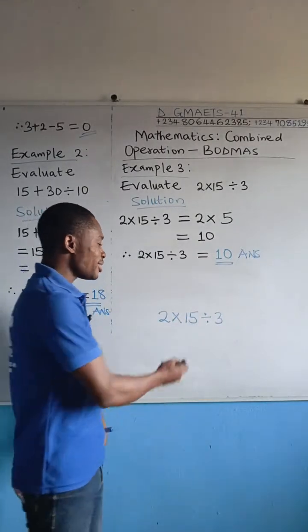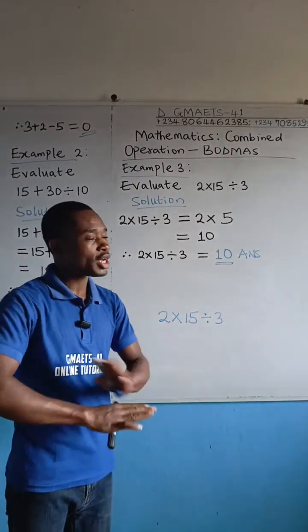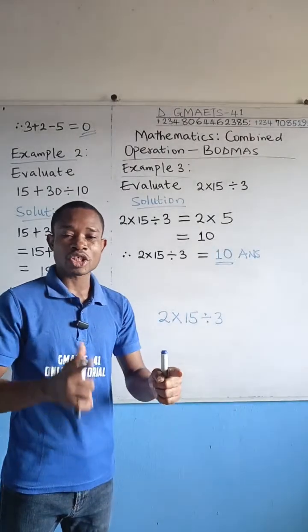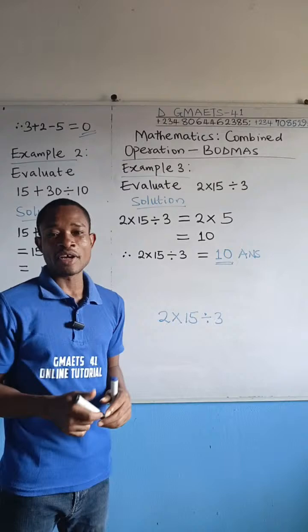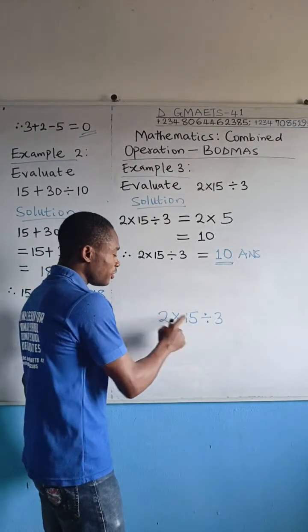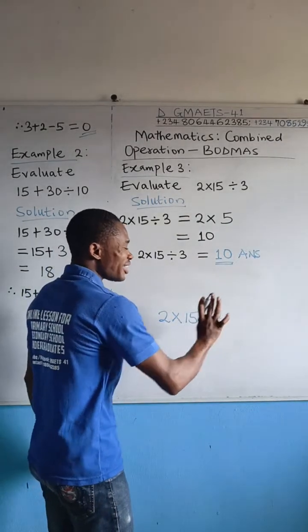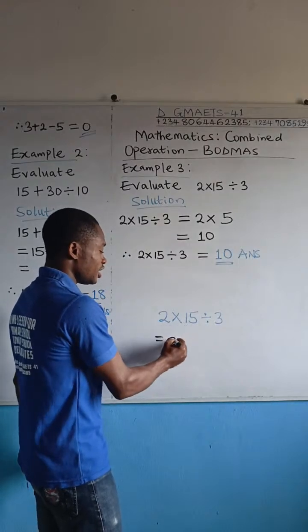But like I said, since it is only these two operations that are together, times and divide, you can do any one first. The reason is because multiplication and division are opposites. So you can do any one of them first. Watch. If I decide to do 2 times 15 first, whereby I would keep divided by 3 like that, 2 times 15 is 30.